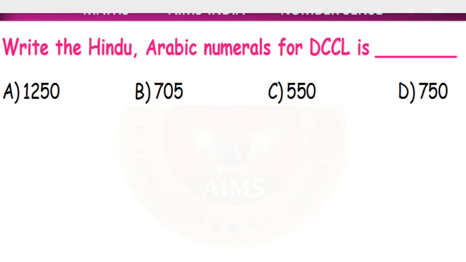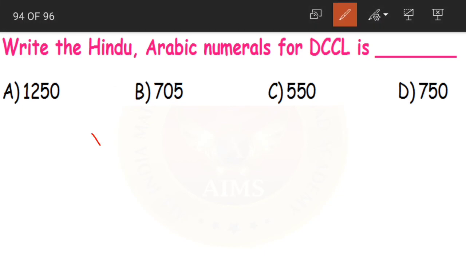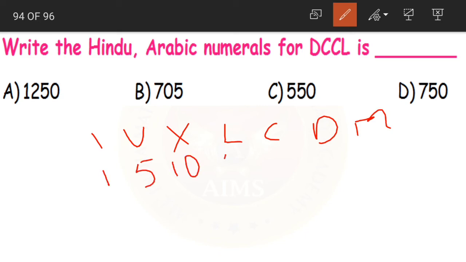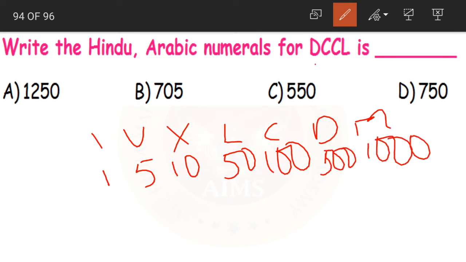Next, the last question, sorry, not last but one question. Write the Hindu-Arabic numeral for DCCL. Again, let us write the Roman chart first. I, V, X, L, C, D, M: 1, 5, 10, 50, 100, 500 and 1000.